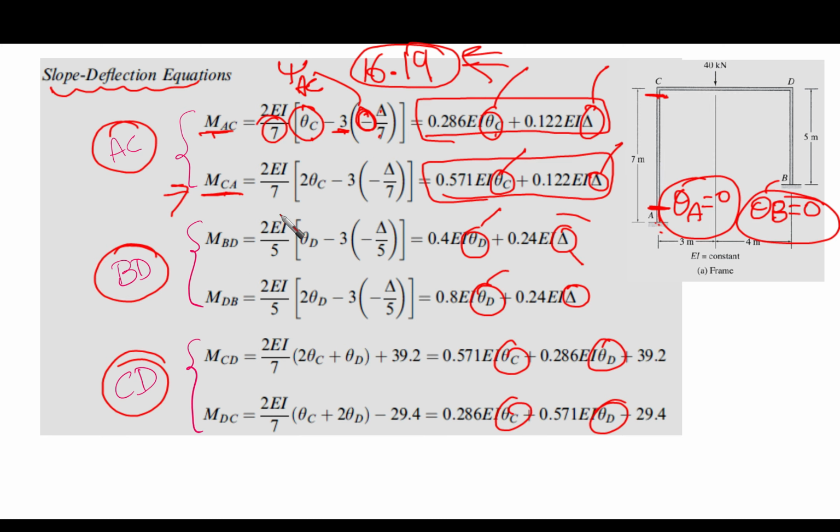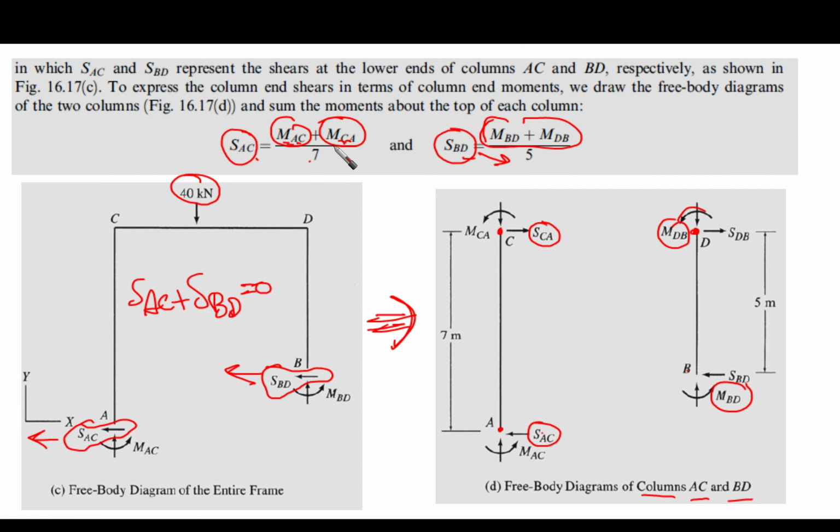In a similar fashion, we can apply this for SBD. If we take the moment here, it is SBD times 5 should equal the moment here, MDB, plus the moment here, which is MBD. This is the same as it is here: SBD times 5 equals MBD plus MDB. Now we have the column end shears in terms of the moments, right? That's clear. Then let's go to the next slide, which is the substitution.